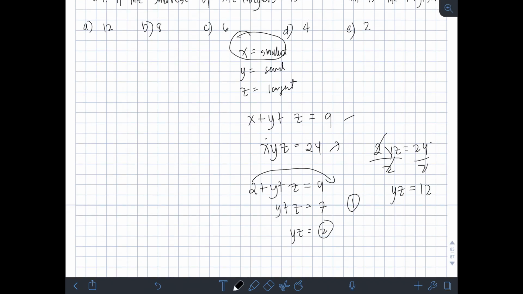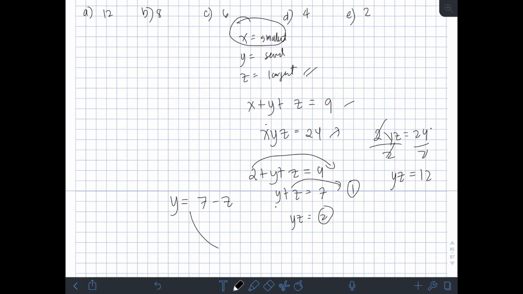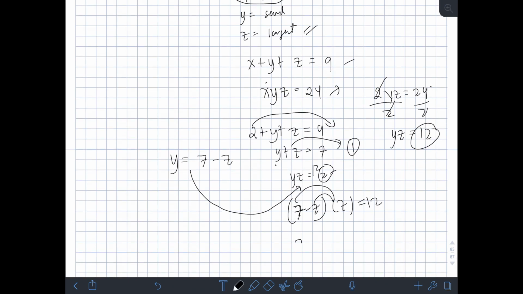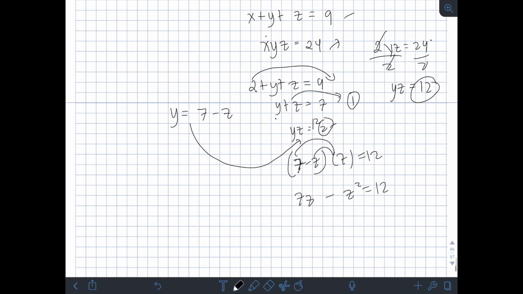Okay, gusto natin daw masolve yung largest, itong z. So, solve na lang natin itong equation 1 for y in terms of z. So, y is equal to transpose z, 7 minus z. So, substitute ngayon natin itong y in terms of z dito sa second equation. So, y, 7 minus z, times z is equal to 12, right? Okay? Then, distribute yung z, 7z minus z squared equals 12. So, quadratic equation. So, transpose na lang natin itong mga terms sa right side. So, magiging z squared minus 7z plus 12 equals 0.